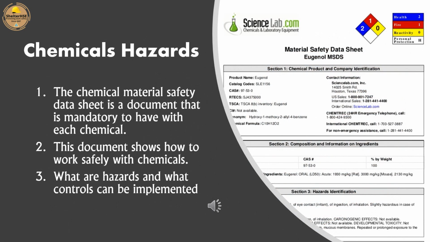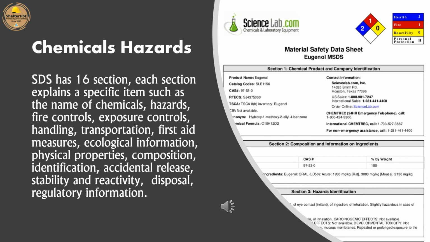The Chemical Material Safety Data Sheet is a document that is mandatory to have with each chemical. This document shows how to work safely with chemicals. What are the hazards and what controls can be implemented? SDS has 16 sections. Each section explains a specific item such as the name of chemicals, hazards, fire controls, exposure controls, handling, transportation, first aid measures, ecological information, physical properties, composition, identification, accidental release, stability and reactivity, disposal, regulatory information.